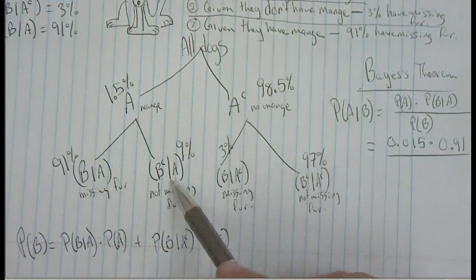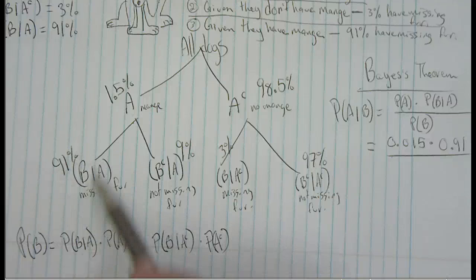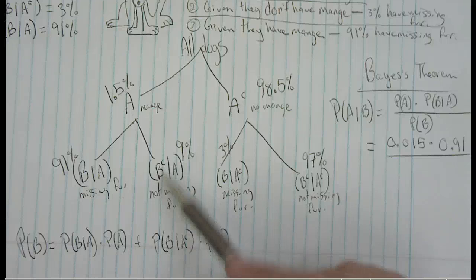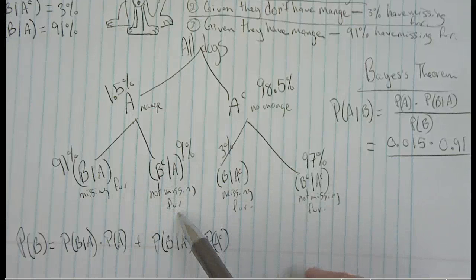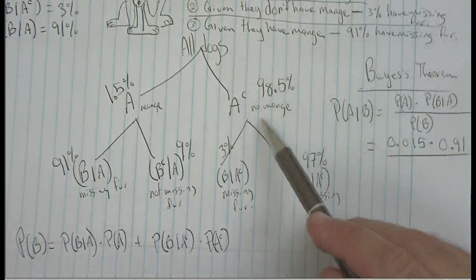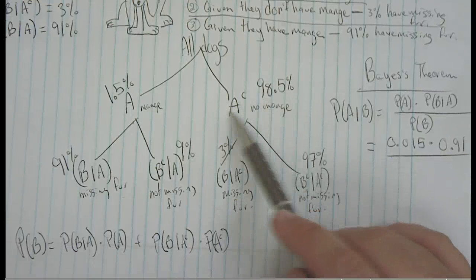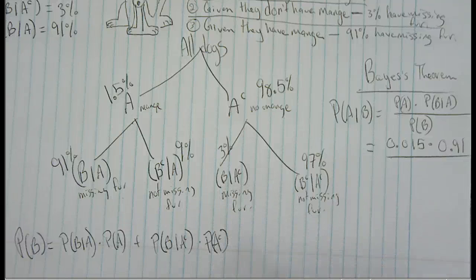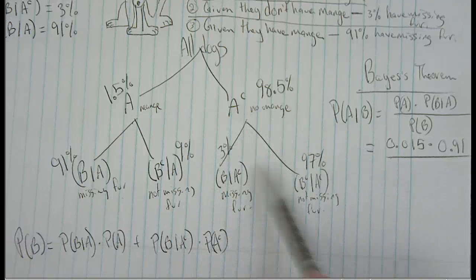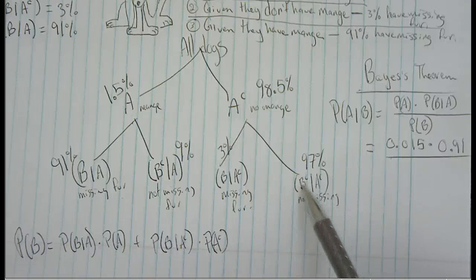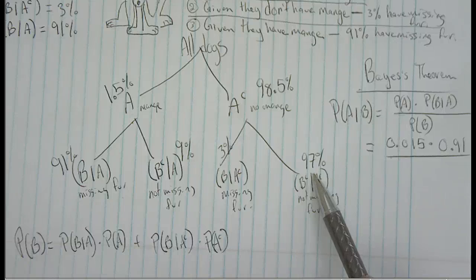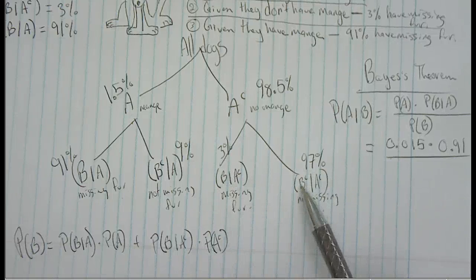Given that they have mange, 91% are missing fur, and given that they have mange, 9% are not missing any fur. Over here, given that they don't have mange, 3% are still missing fur, and the other 97%, of those that don't have mange, have no missing fur.